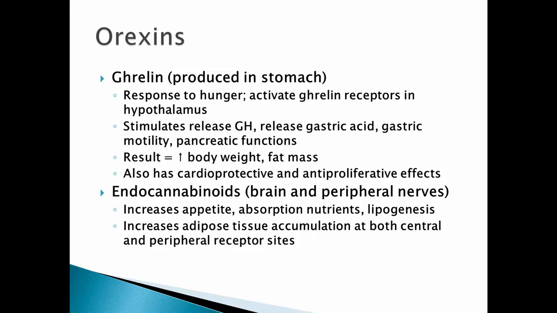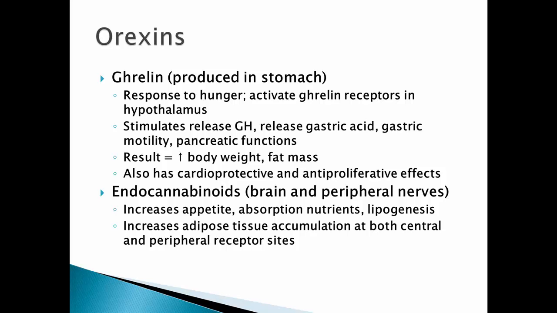Ghrelin finally activates those specific neurons. And these are the same neurons that leptin and insulin inhibit. So ghrelin activates the neurons. Leptin and insulin inhibit those same neurons. Now, the second orexin we'll talk about are the endocannabinoids. These endocannabinoids increase appetite, the absorption of nutrients, and lipogenesis. As a result, there's an increase in adipose tissue accumulation both at central and peripheral receptor sites. So that's where you get the peripheral and the brain effects.